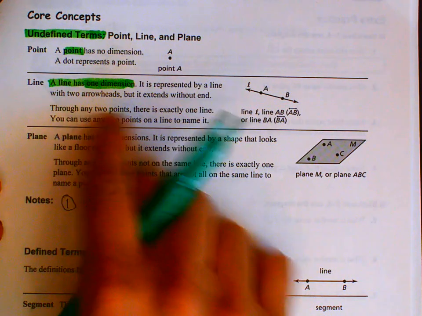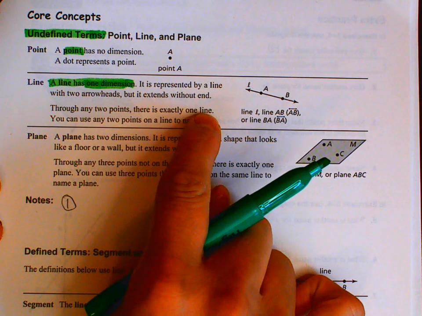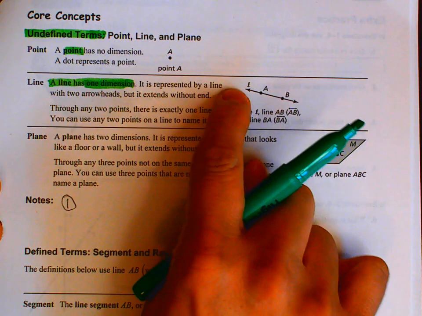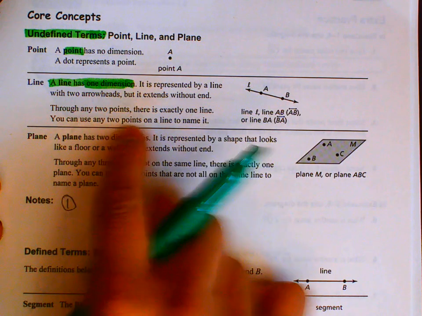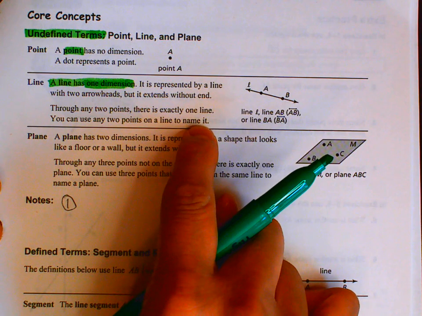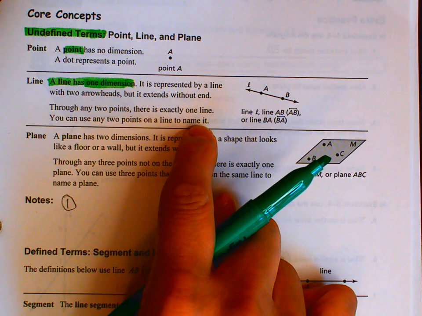Now, through any 2 points, there is exactly one line. So through any 2 of these points, there can only exist one line through it. You can use any 2 points on a line to name it. So we're going to talk about how to name points in just a bit.